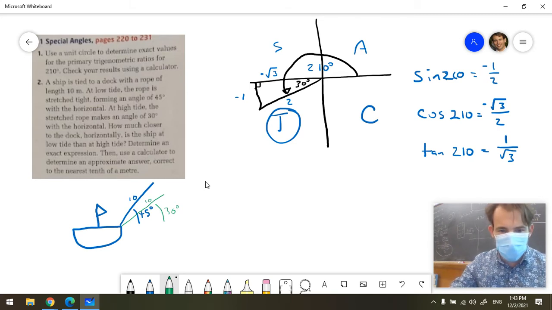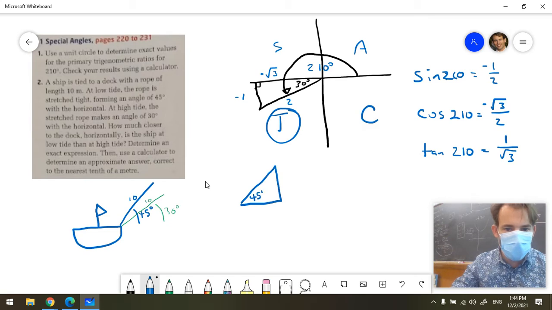Okay, so here is the first triangle. This is low tide, and it's a 45-degree triangle. That's a special triangle, 45 degrees. This is root 2. This is 1 and 1. But this is actually 10 meters.